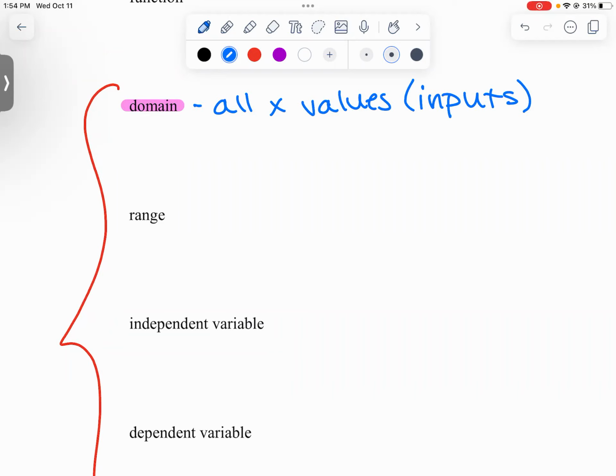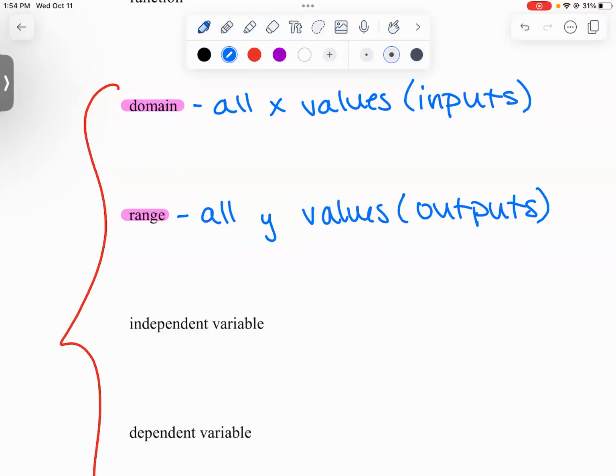Brooks, what do you think the range is going to be? Yes. Which would be considered our outputs. Okay. So today we're going to practice taking some sort of relation and describing what is the domain, what are our inputs, what is the range, what are our outputs, our x's and our y's.